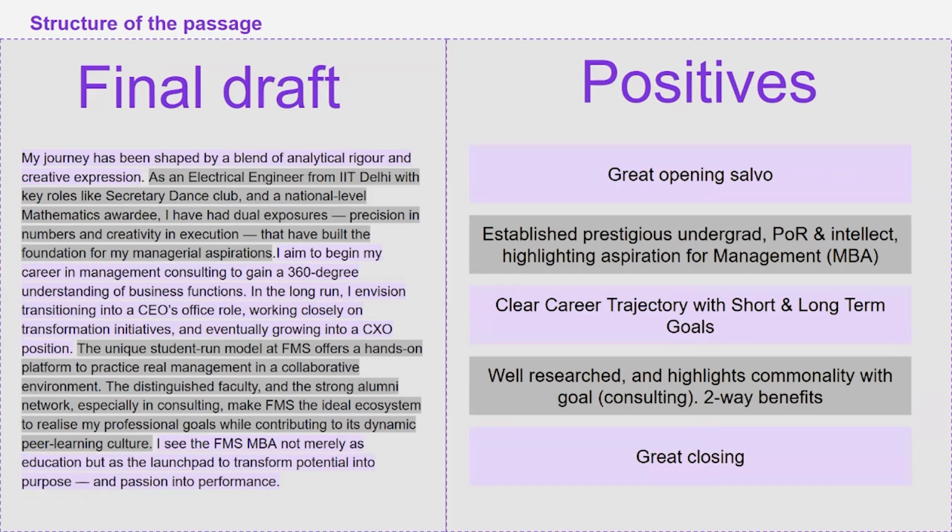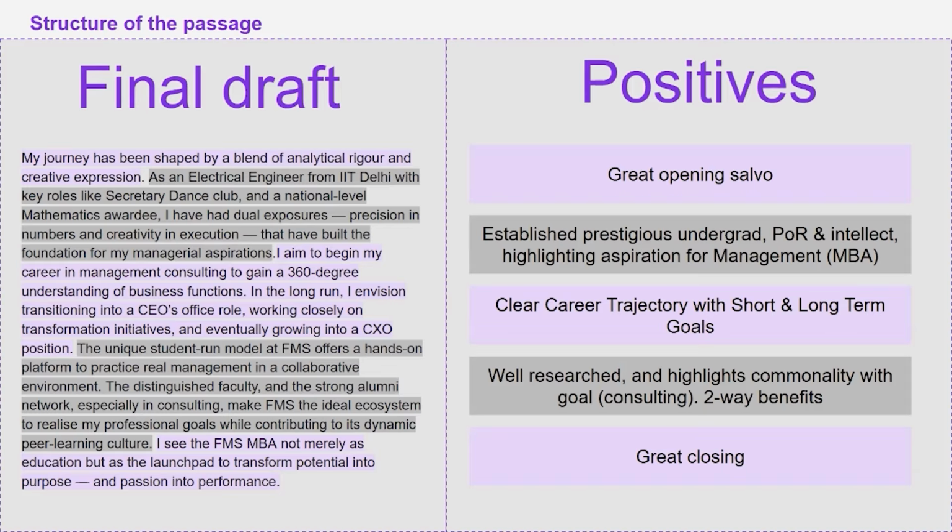How so? This part is my background as an electrical engineer from IIT Delhi with key roles like secretary of the dance club and a national level mathematics awardee. I have already established everything I wanted to. I am an engineering grad from a top college in India. I was a responsible person, trusted by my peers, and I had extraordinary aptitude for mathematics, which is again proved by the national level mathematics award. Right? Everything I wanted to express about me, I have done so here.